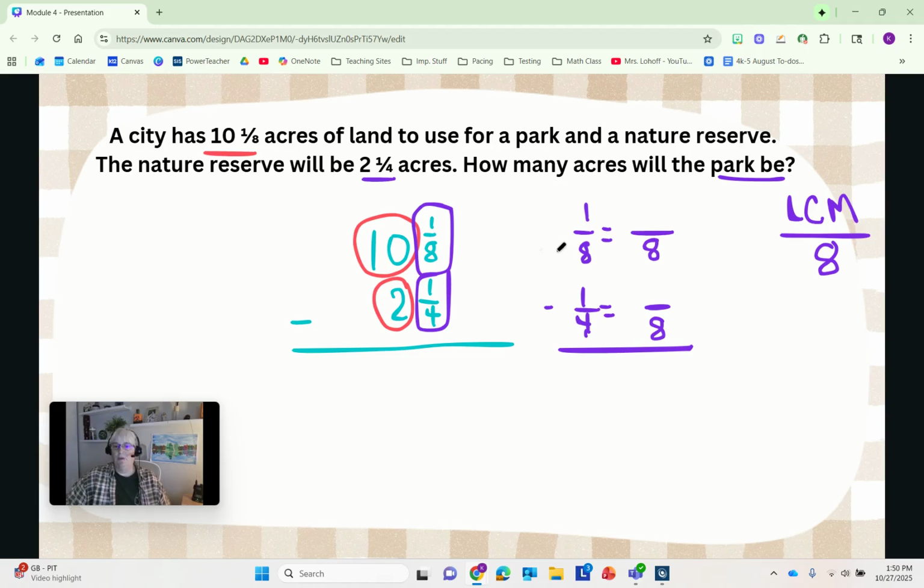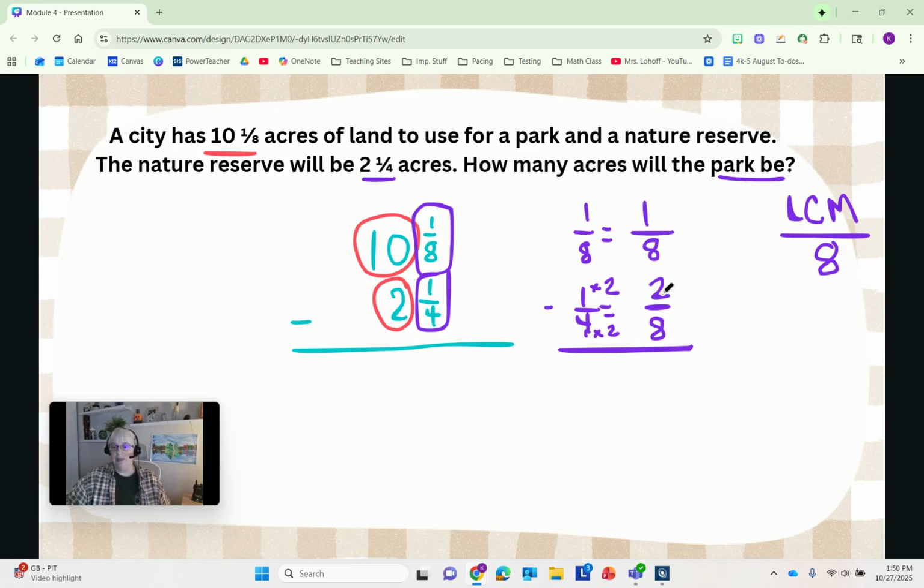Well, this one already is 8, so we're going to put our 1 there. 1/8 equals 1/8. This one, to go from 4 to 8, we multiplied 4 times 2, so I have to multiply the top times 2. 1 times 2 is 2. All right, now our denominators are the same, so let's subtract.